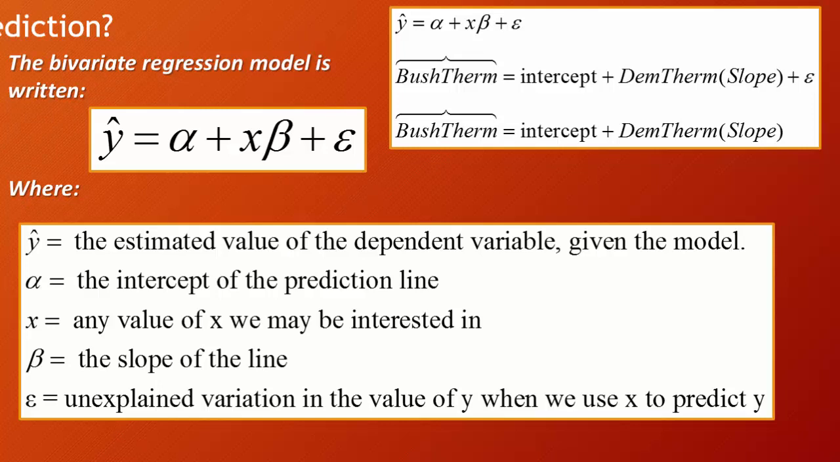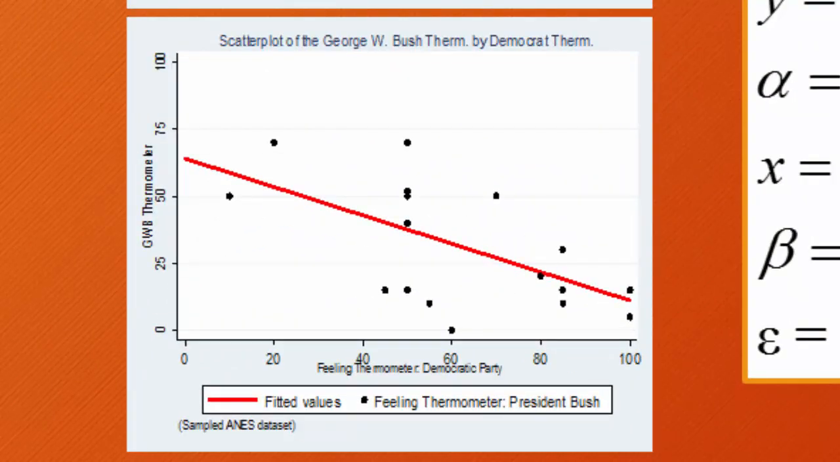B is the slope of the line, and perhaps you remember back to when you first took coordinate geometry, you get rise over run for your slope. So a unit change in x producing how much of a change in y. Or for each degree warmer that someone feels about the Democratic Party, how does that change our prediction as to how people would feel about George W. Bush? And finally, epsilon, because everything prior to the plus epsilon in this equation refers to the line.